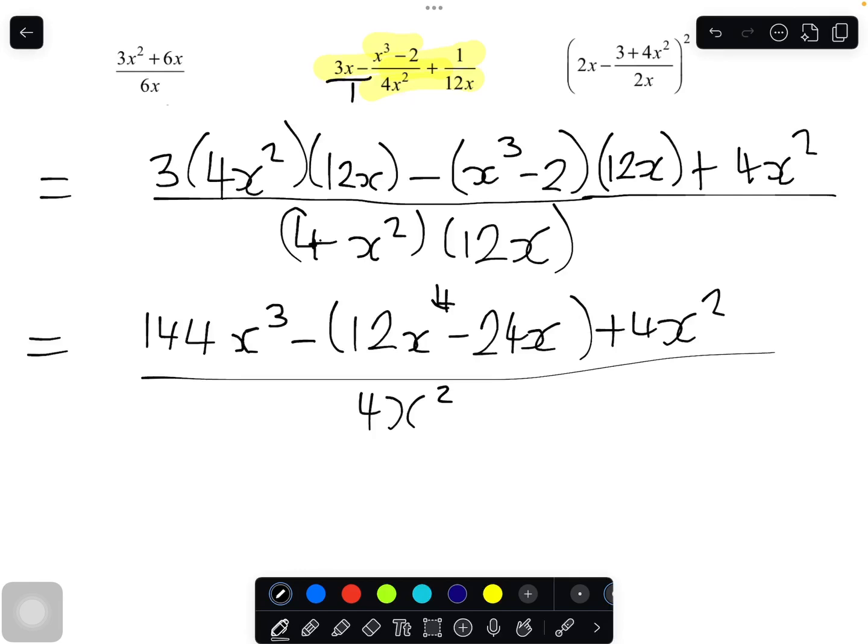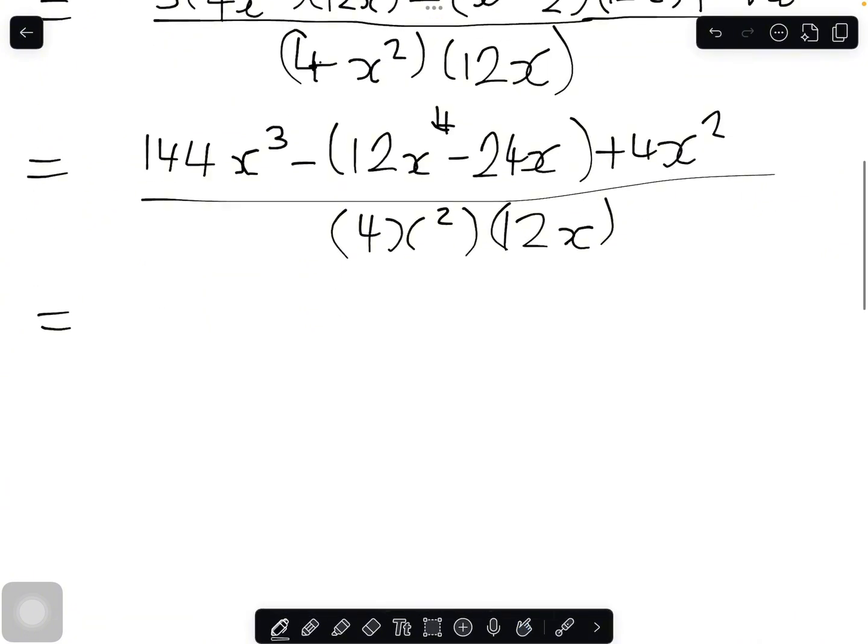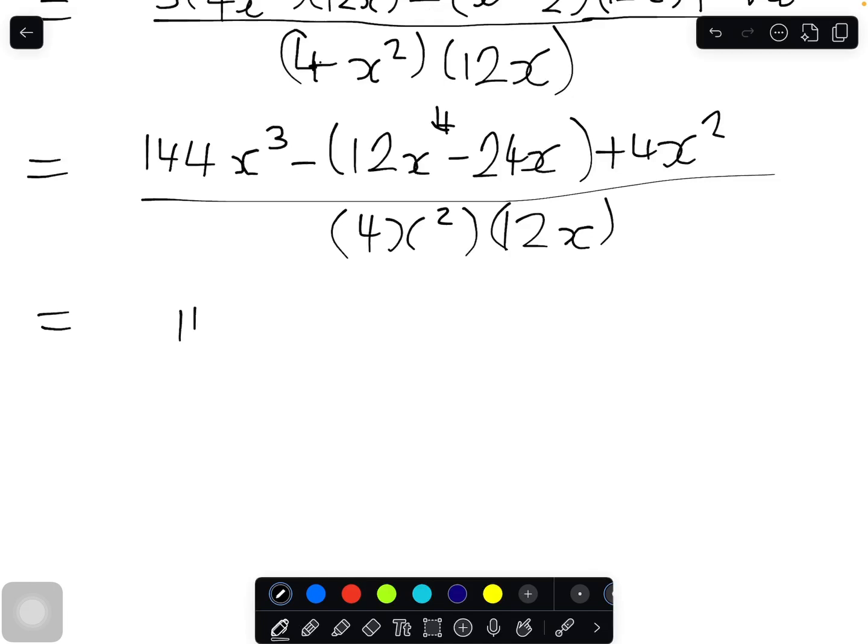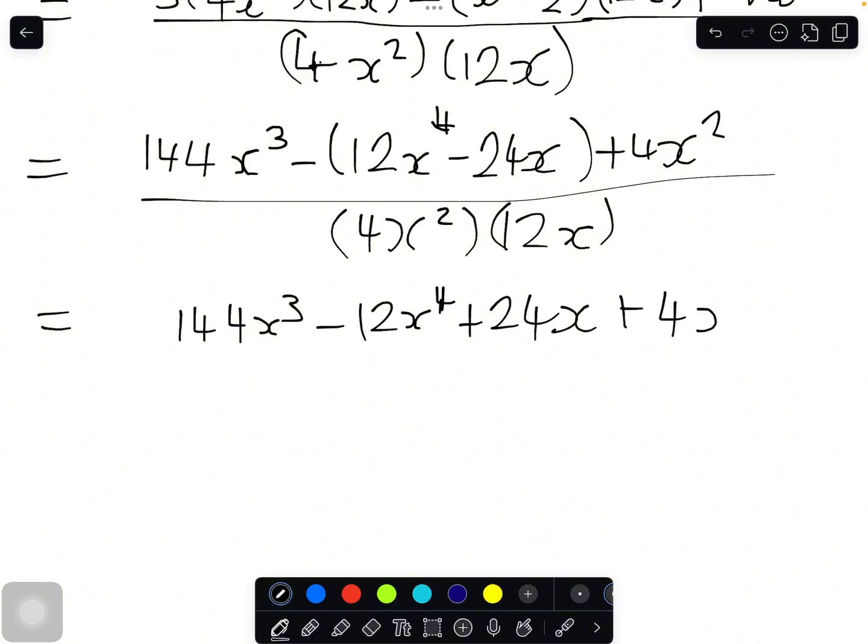4x squared into 12x. And that's then going to give me 144x to the power 3 minus 12x to the power 4 plus 24x plus 4x squared.